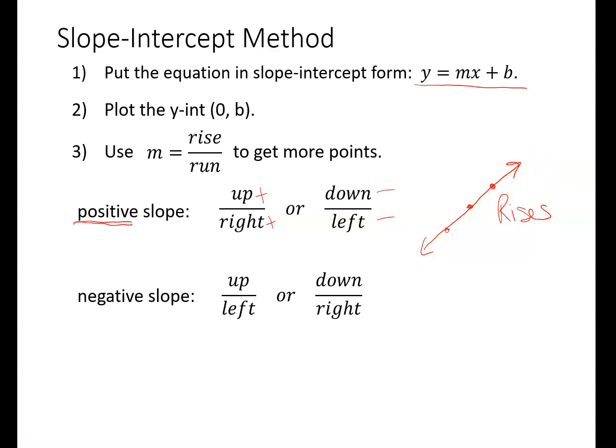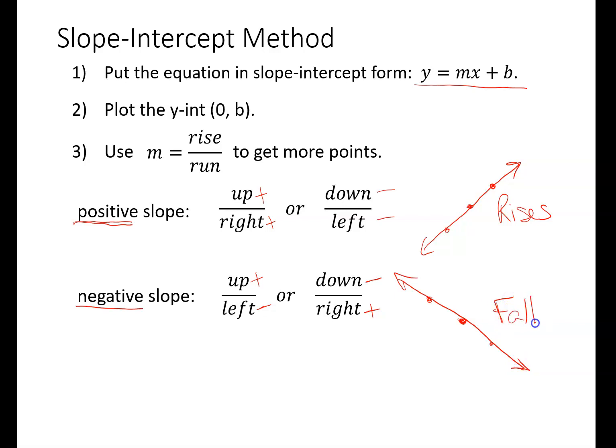Okay, for negative, let's think again. Up is positive movement, left is negative. Down is negative, right is positive. So a positive divided by a negative or a negative divided by a positive is going to give you a negative slope. And let's see what happens here. If this is my y-intercept, and from that point I go up and left, or I go down and right, it will cause the line to fall.